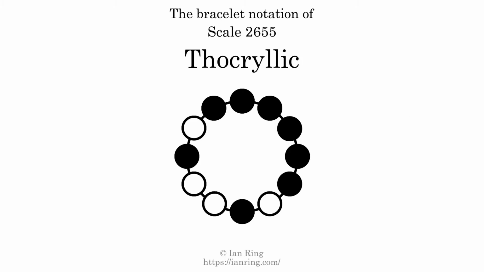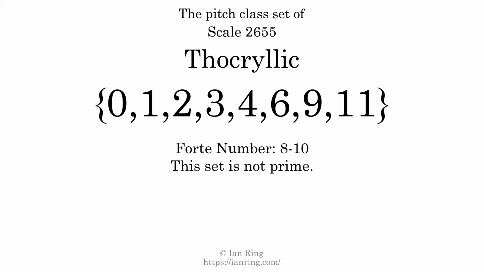This is a bracelet notation diagram of scale 2655. The shaded circles represent tones that appear in the scale, and they are read clockwise, starting at the top. The pitch class set for this scale is 0, 1, 2, 3, 4, 6, 9, 11. The forte class is 8, 10. This set is not prime.